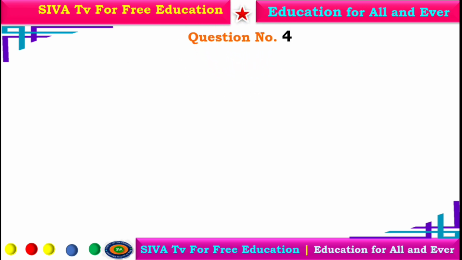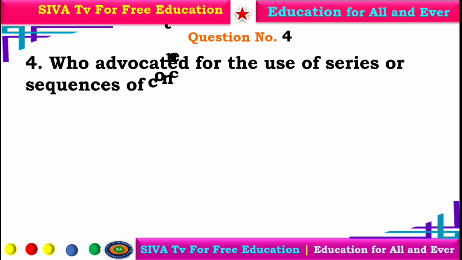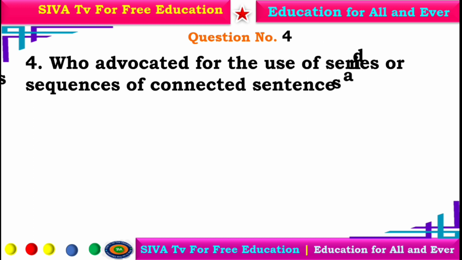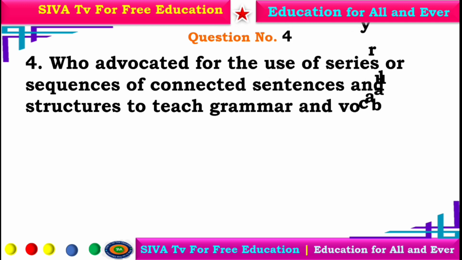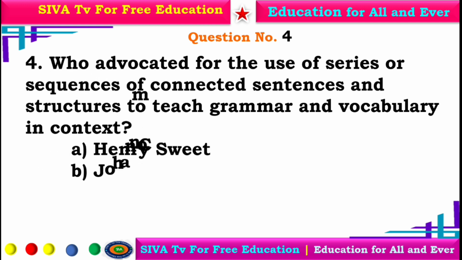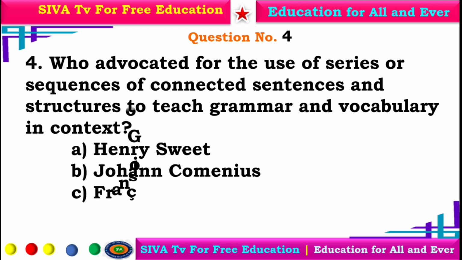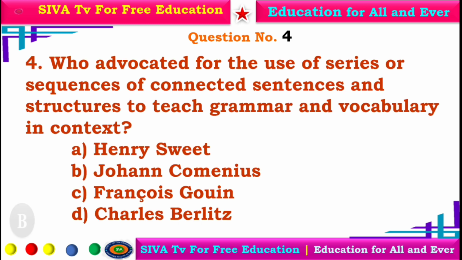Question number 4. Who advocated for the use of series or sequences of connected sentences and structures to teach grammar and vocabulary in context? Option A, Henry Sweet. Option B, Johann Comenius. Option C, Francois Gouin. Option D, Charles Berlitz. The correct answer is option B, Johann Comenius.